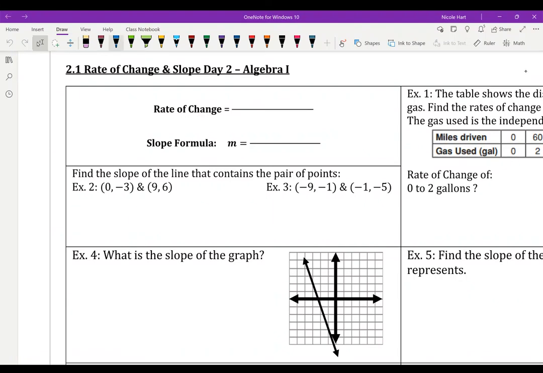We are continuing on today with rate of change and slope day 2. This is just going to be some more practice, extra reminders. I'm going to go through a couple of examples here.